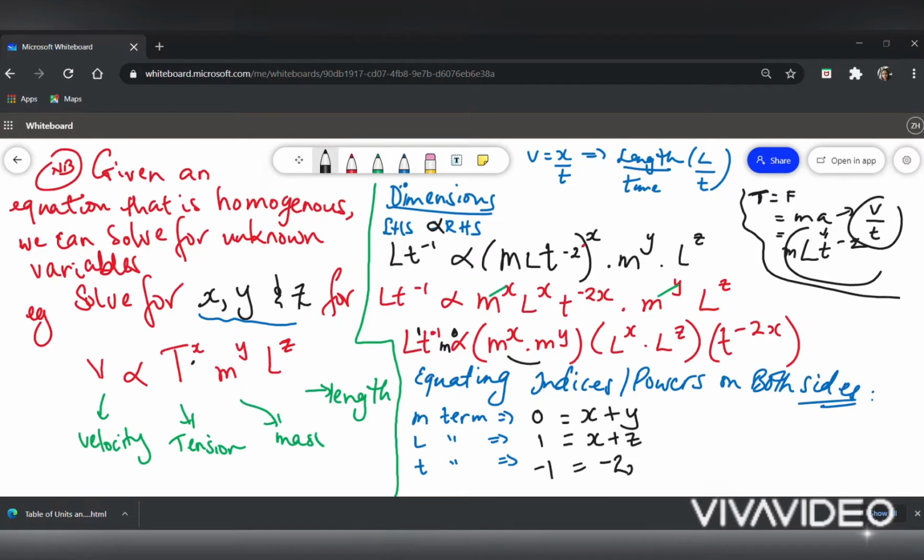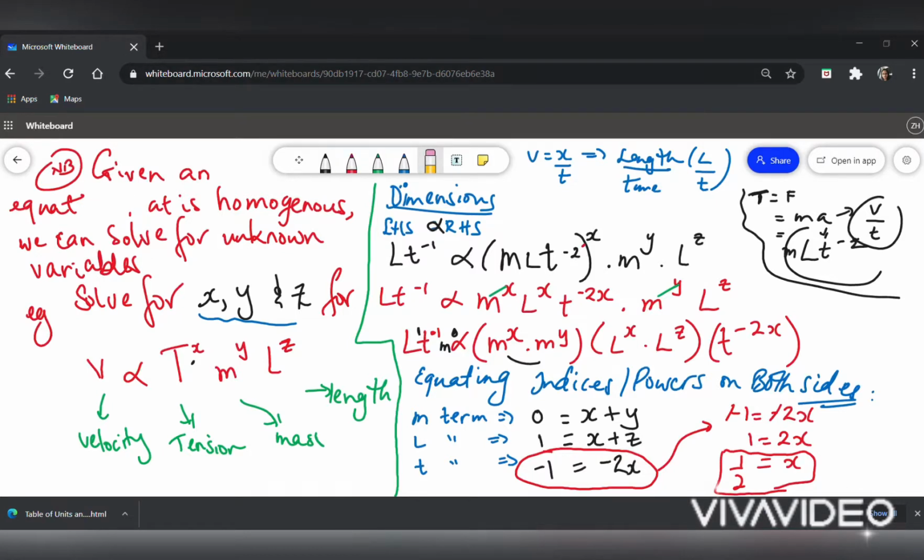And this is the first one that we can actually solve. So, right here, where our time term is listed, we can solve because there's only one variable. If minus 1 is equal to minus 2x, if we cancel our minus signs, we will get 1 is equal to 2x. Mathematically speaking, x therefore is equal to a half. We got our first power. Here, should be easy, shouldn't it?